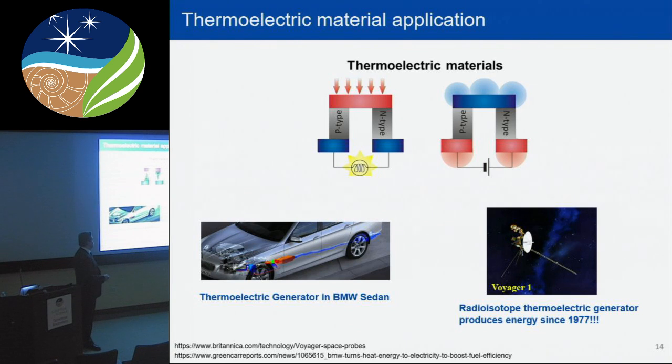So thermoelectric materials are materials that can be used to convert temperature gradient into electric potential, or the opposite way. If you have electric potential, you can convert it to temperature gradient. It can be used for harvesting some heat that is generated by cars, or also it can be used for some devices that are too far from the sun, so they cannot harvest solar energy. That's why they use a radioisotope thermoelectric generator.